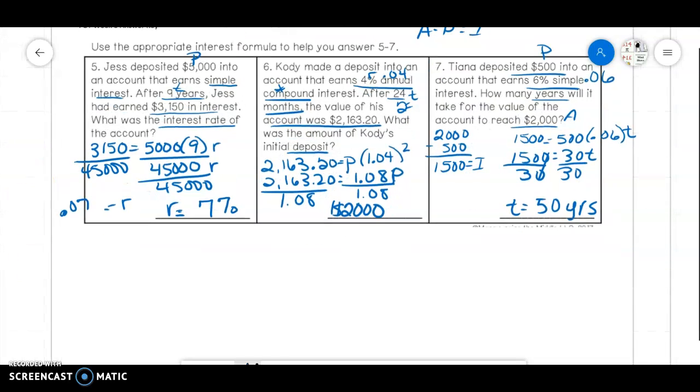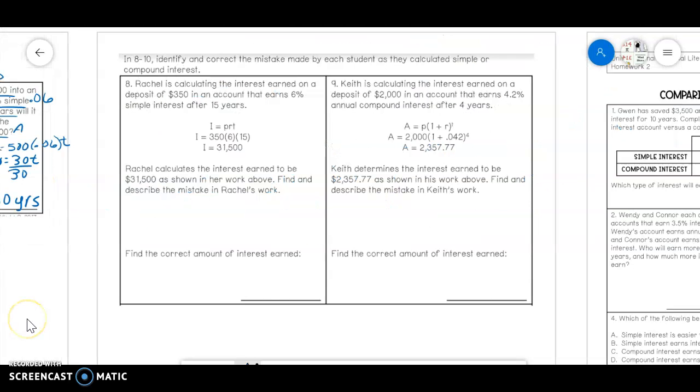We also looked at these two questions and we needed to find the mistake. So Rachel is calculating interest earned on a deposit, 350, in an account that earns 0.06, that is our rate, simple interest for 15 years. So I would go ahead and I would set this up myself. They've already written our formula for us, which is good. So 350 times 0.06 times 15. Well, I can already see that the mistake is here. They didn't change their percent to a decimal. So there's her mistake. We already found that.